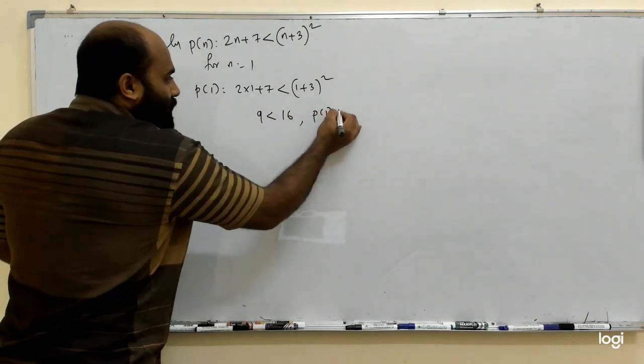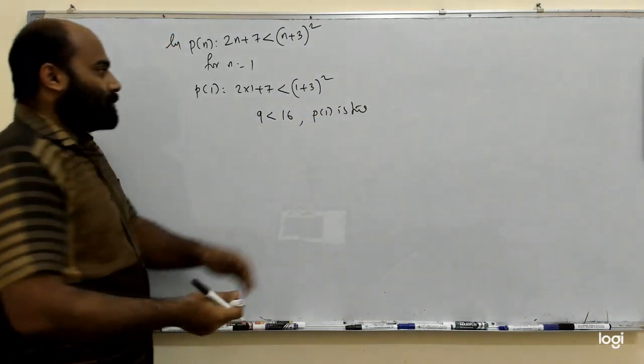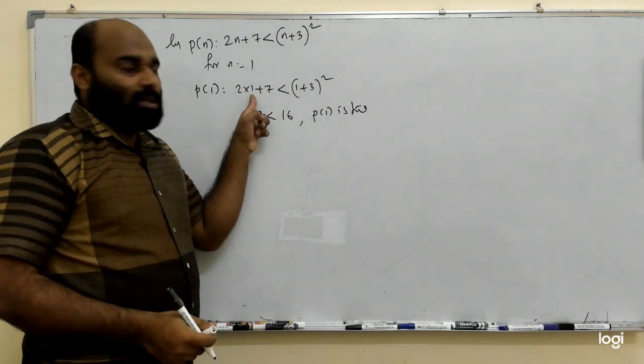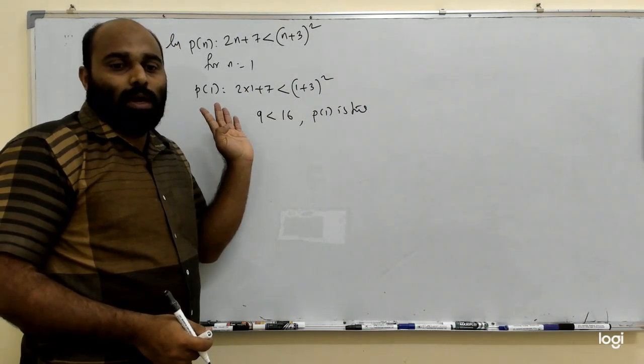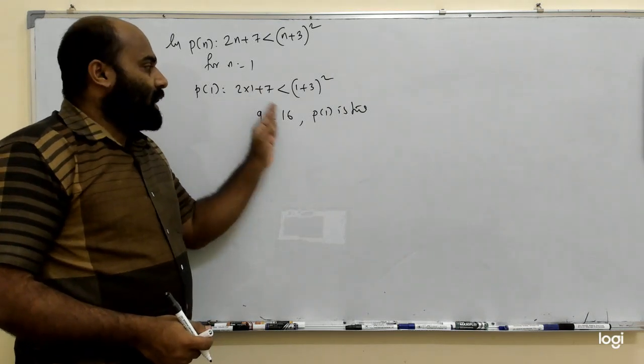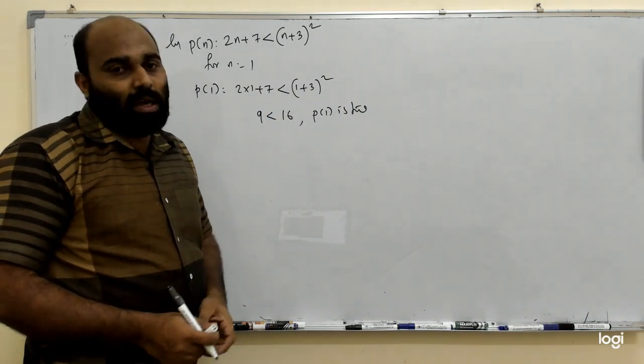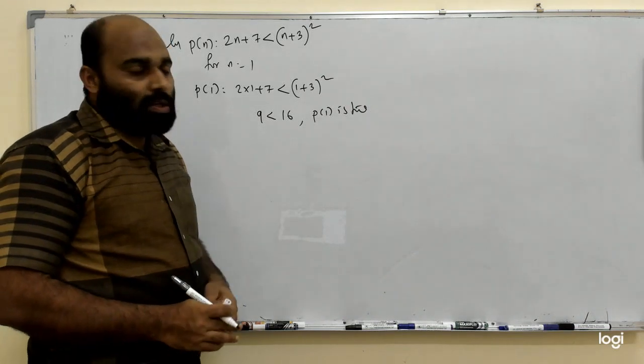P of 1 is what? True. 2 into 1, you know this basic math. After the multiplication only you have to do addition. So what we got? This is 9. 9 less than 16. Correct, 16 is bigger than 9. So P of 1 is true.